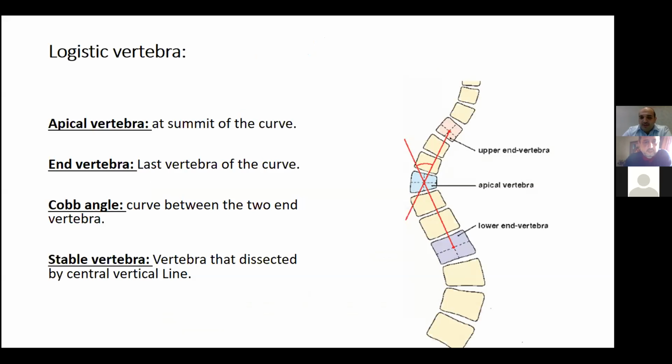We have the end vertebrae, the upper and lower vertebra. These are the most tilted. You can measure the curve between the upper and lower end vertebrae, and this is what we mean by Cobb angle. The stable vertebra is a vertebra that is bisected by the central vertical line.